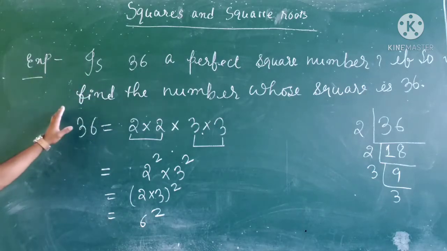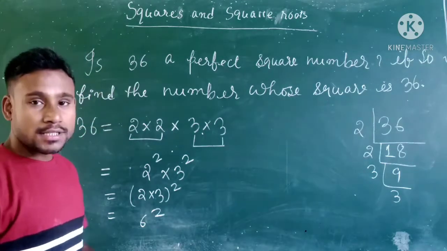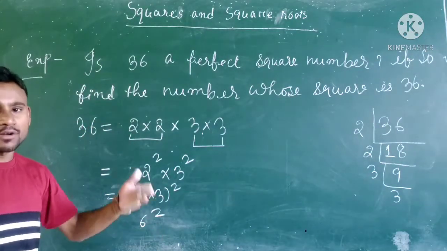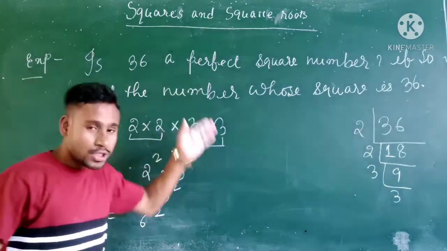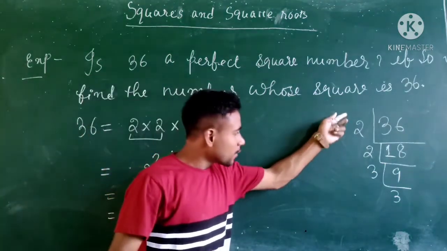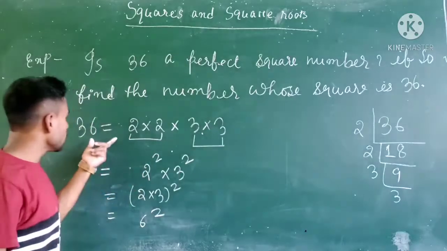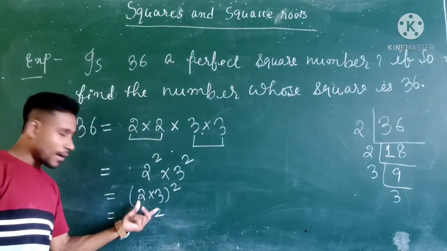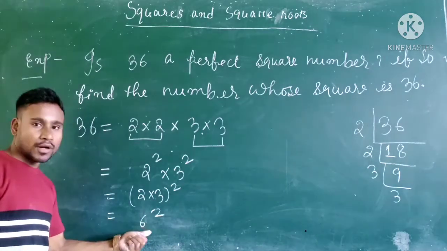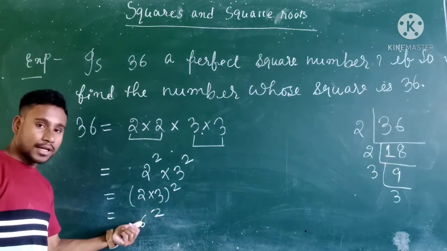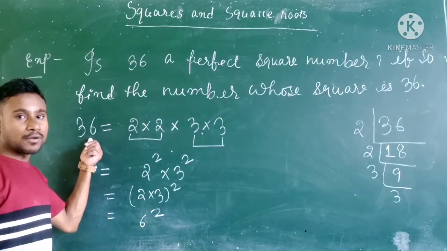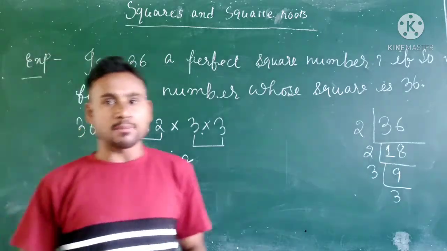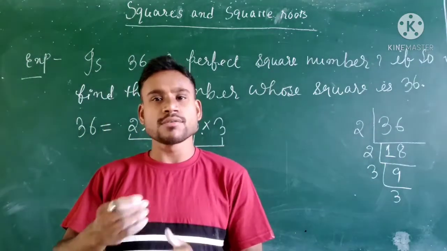Here I have taken 36, a very small number. If you are given 900 or 1600, or some bigger numbers, the procedure remains the same. First, prime factorize the number and check whether the factors make pairs. If they do, combine one from each pair and make the product. The square of that number gives the original number. So here 6 squared gives us 36. We'll take one more example, and then we'll finish today's class.